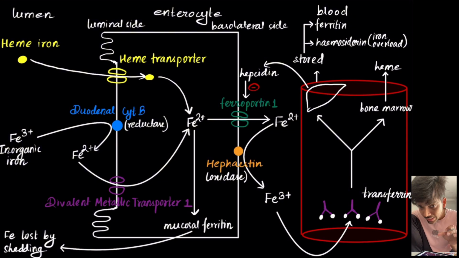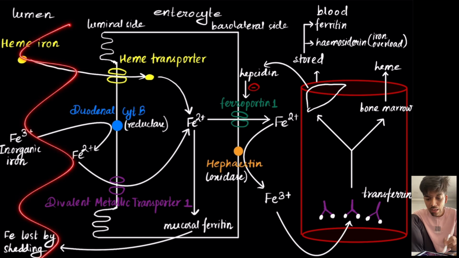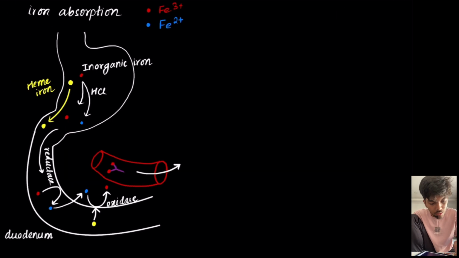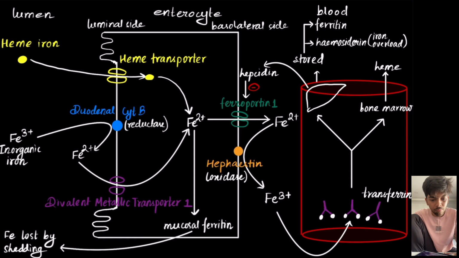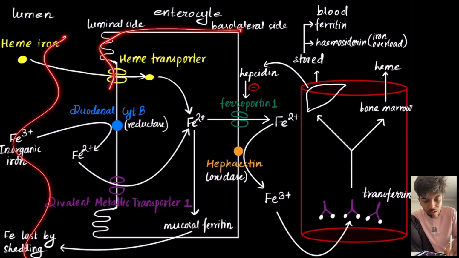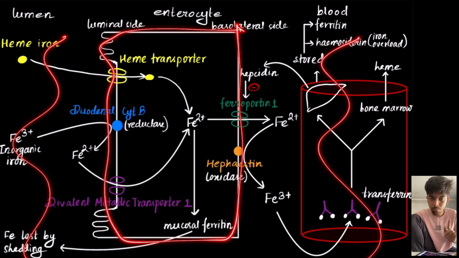So here I have taken an enterocyte from the duodenum. Here's the lumen and here's the blood. So there's the lumen, there's the enterocyte, and then there's the blood.